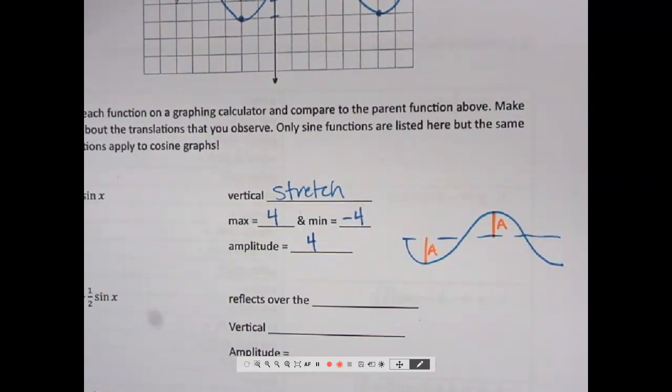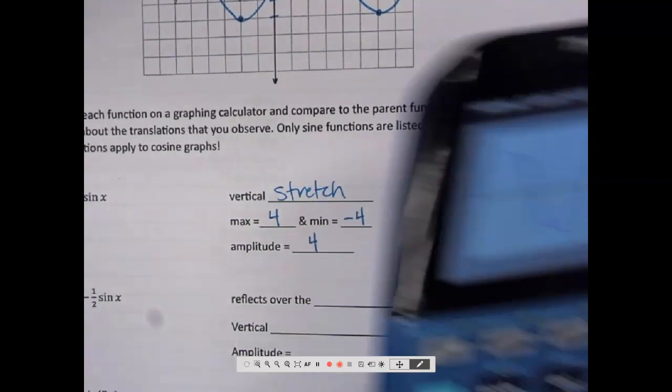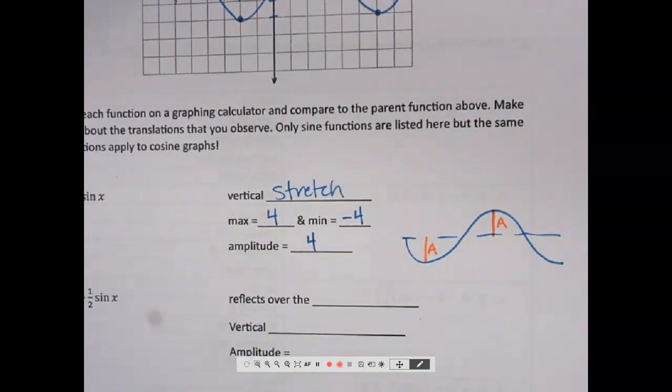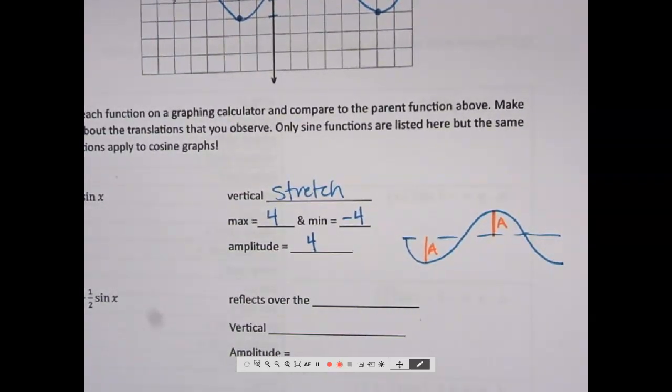Yes? The X? Right next to the green alpha key. Because on here, each one of those lines is 45, which is the same as okay, any questions on that? So amplitude is just how much more I've stretched it vertically, basically.